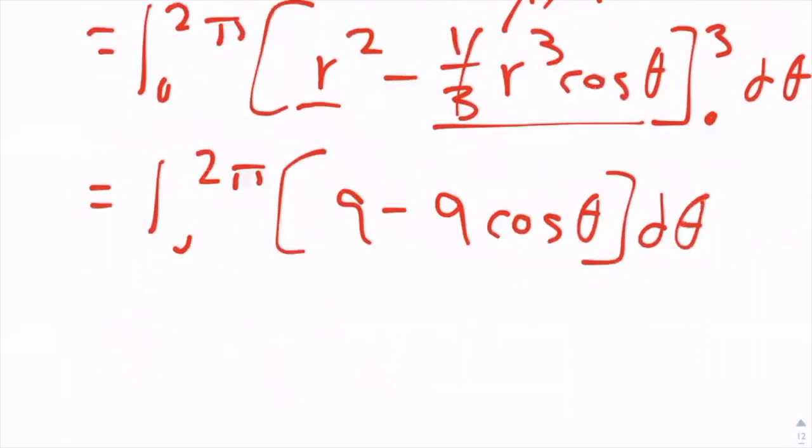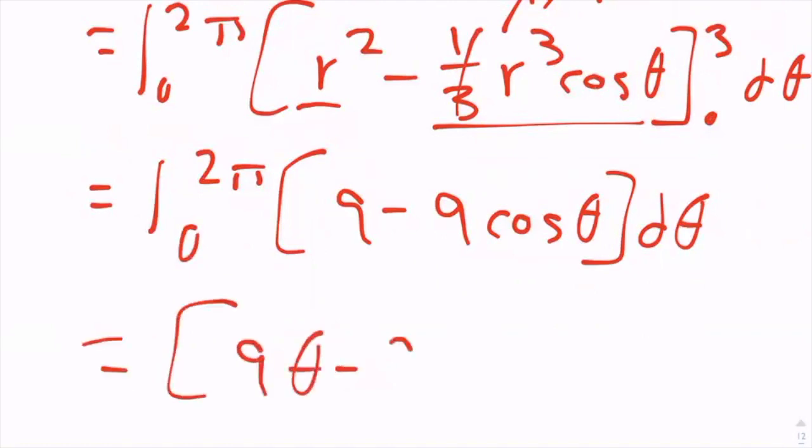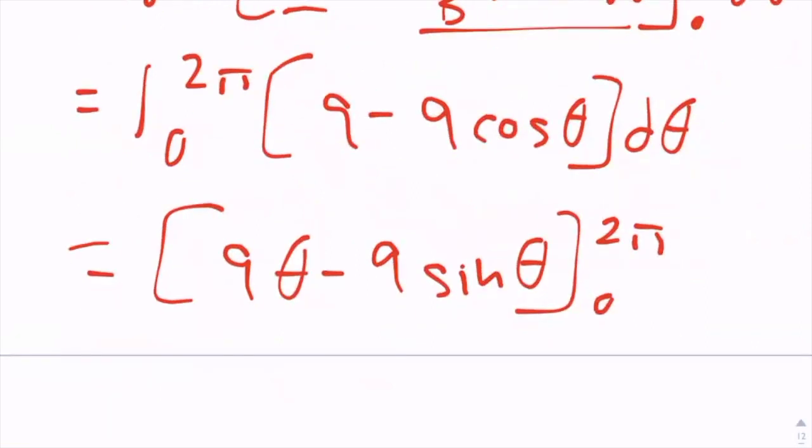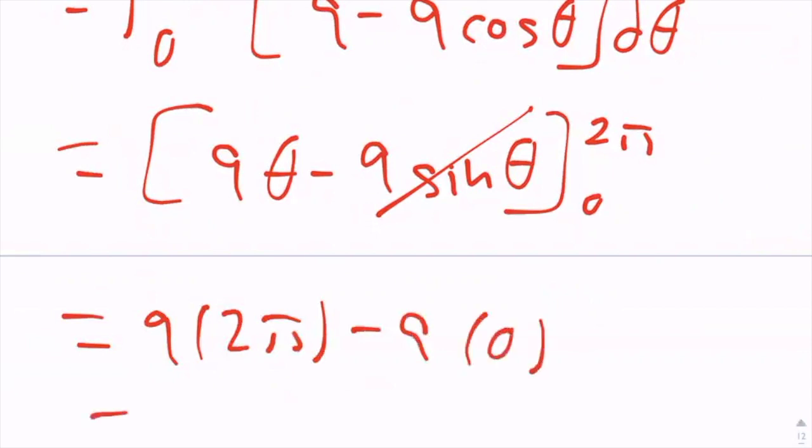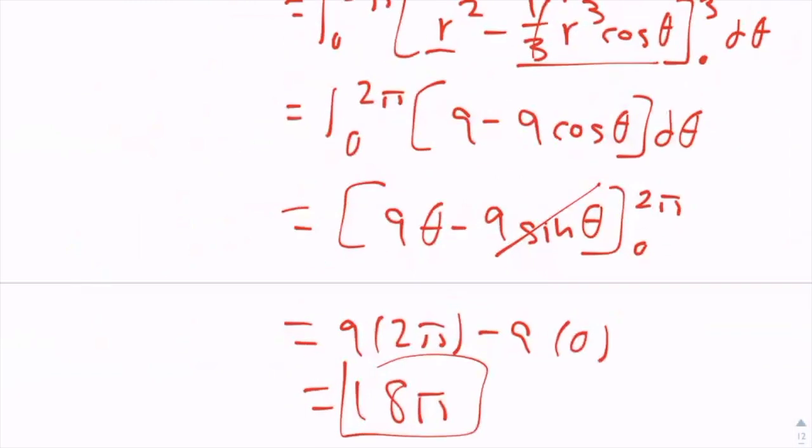And then all that's left to do is integrate with respect to theta. When we do that, we get 9 theta minus 9 sine theta from 0 to 2 pi. We know that sine of 2 pi is equal to 0 and sine of 0 is equal to 0, so this is always going to be 0 for both bounds. So we have 9 times 2 pi minus 9 times 0, which comes out to be 18 pi, which is our answer. Now, before we can say this is the right answer, let's go ahead and verify this.